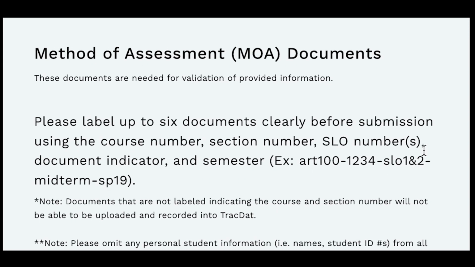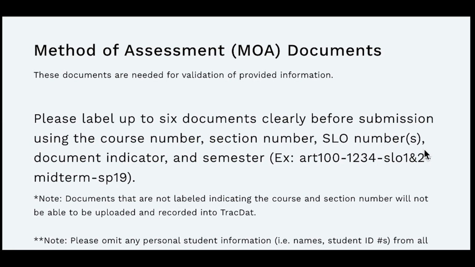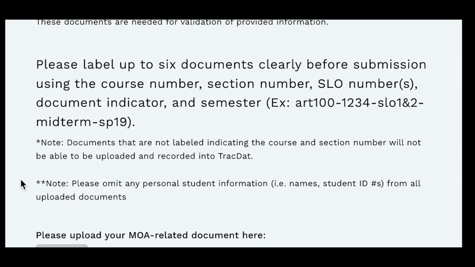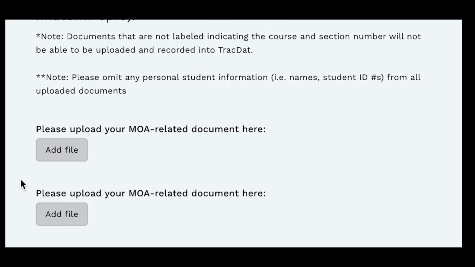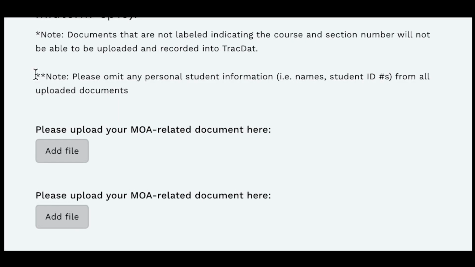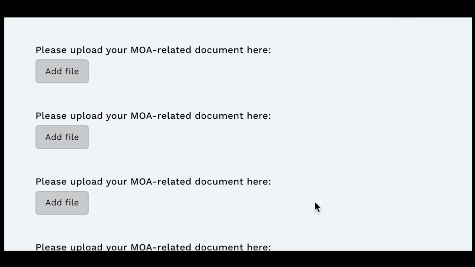Okay, so now we get to the uploading. So please label up to 6 documents clearly before submission using the course number, section number. So mine would be ES001-9417-SLO1-muscle anatomy quiz-FA24. Really important that we do this because they can't be recorded well if we don't upload them correctly. Be sure that we do not include any student info on there, so please protect their privacy.